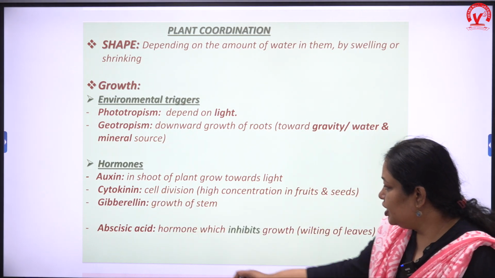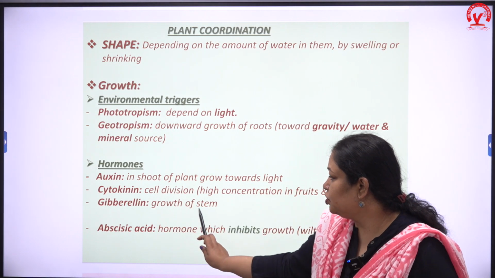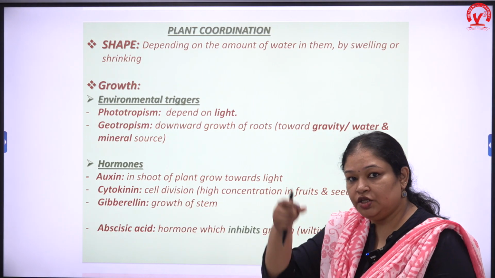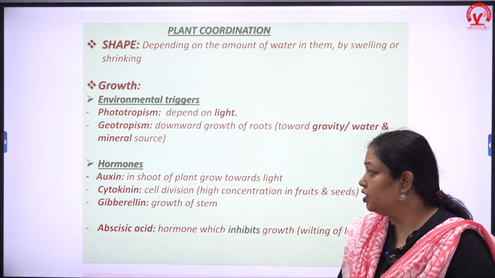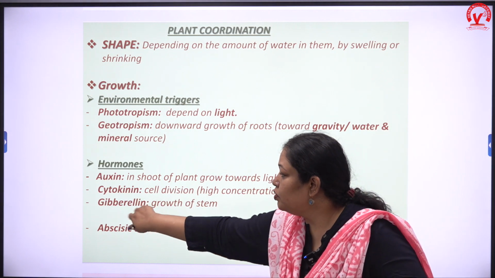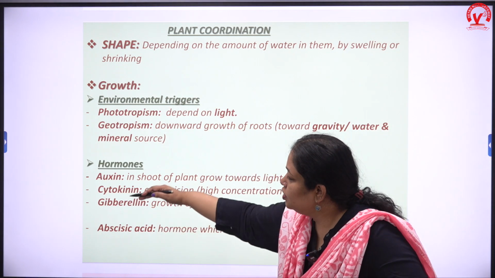Okay. And then we have gibberellin that helps with the growth of the stem. Stem elongation. In a plant there is a stem elongation that is done by the hormone gibberellin. So, these all include in the growth.